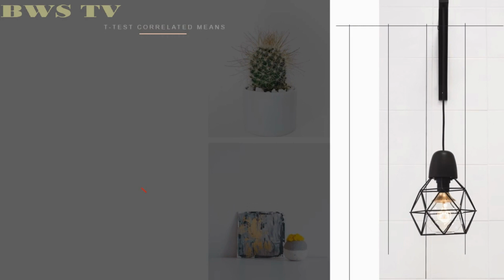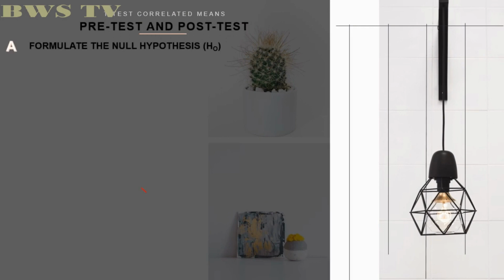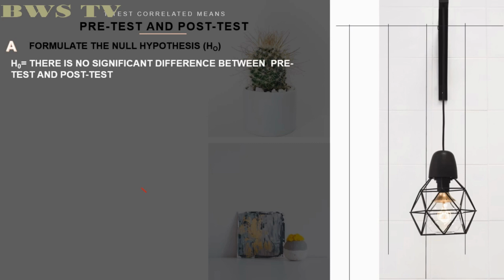The first step in solving this type of problem is to formulate the null hypothesis. In formulating the null hypothesis, follow the format in the given example. In this case, the two means that are compared are pre-test and post-test. We negate that there is a significant difference between the two correlated means. The final null hypothesis would be: there is no significant difference between pre-test and post-test.